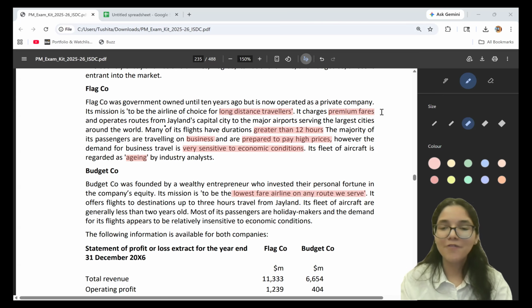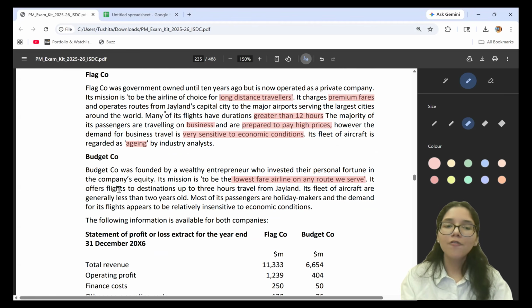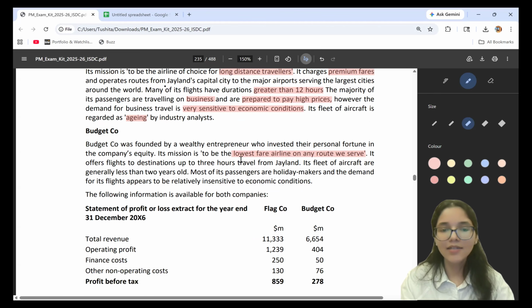Lower fares will be preferred. So this is one key difference which should immediately come to your head while you're reading the question. It offers flights to destinations up to 3 hours travel from JLand. So they are restricted to 3 hours of travel only, while we are catering to greater than 12 hours. So again, another point of difference: shorter duration of travel for the budget company, longer duration of travel for the flag company.